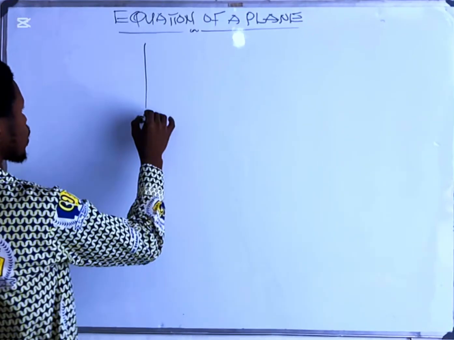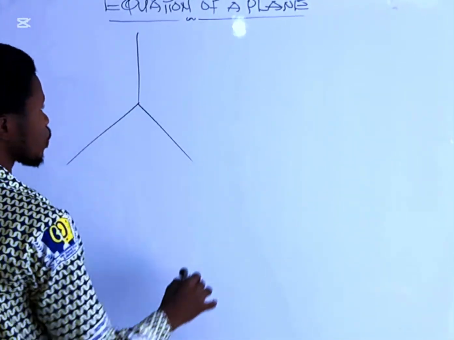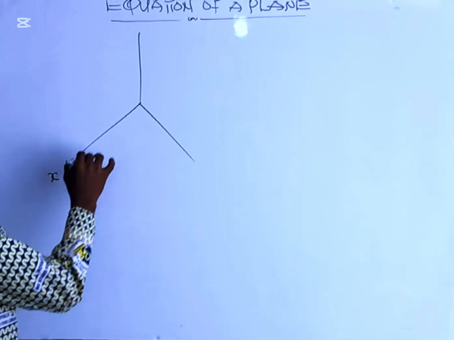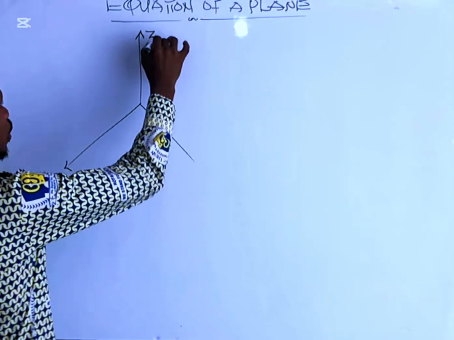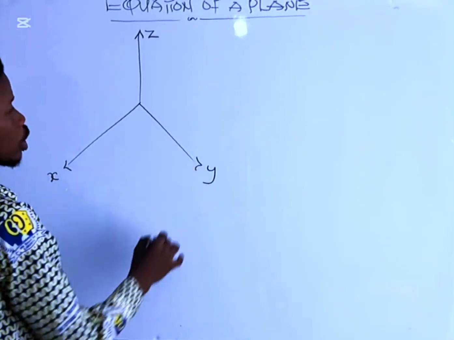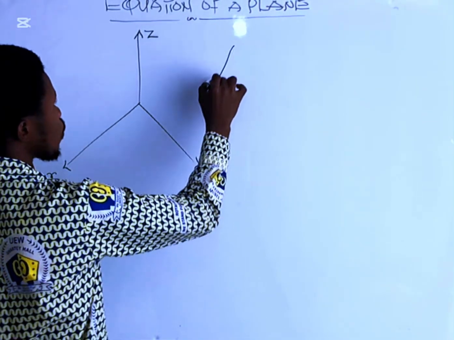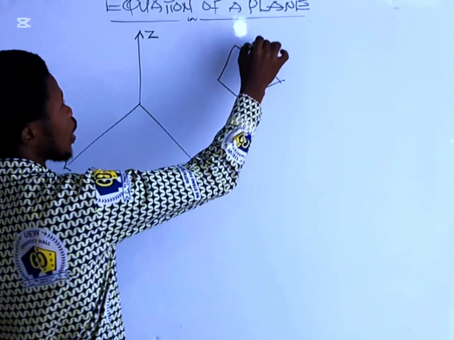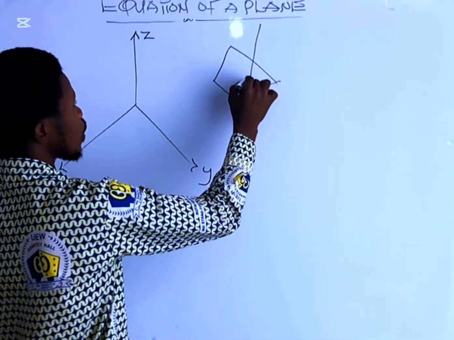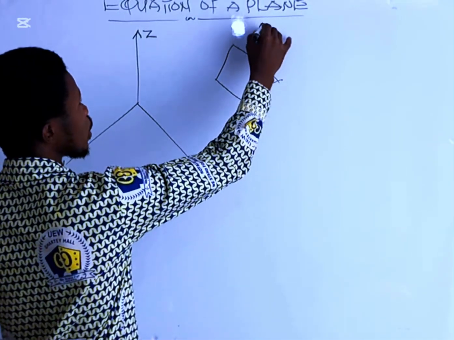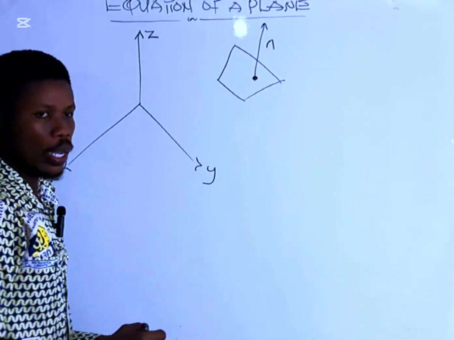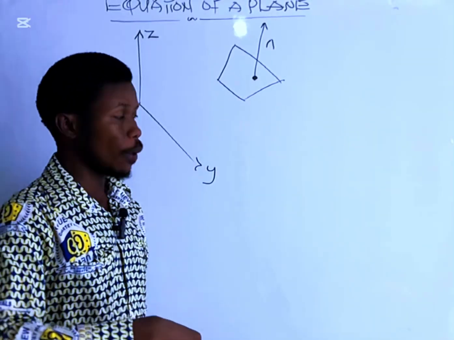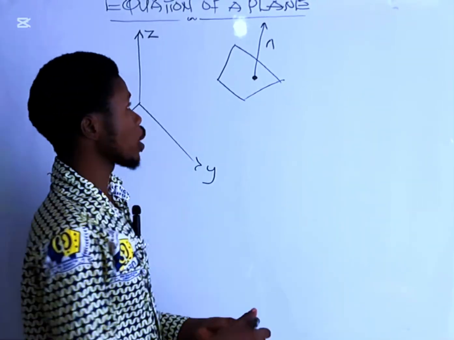To start that, you will need this, where we know that here is x, here is z, and here is y. Let's assume that I have a plane here. This is a plane, okay? And I have a line that comes to this plane, and that line is called normal. A normal line is a line that is perpendicular to the plane. Is that okay? It is also called orthogonal, okay?